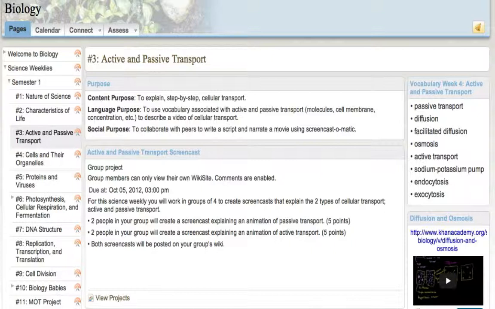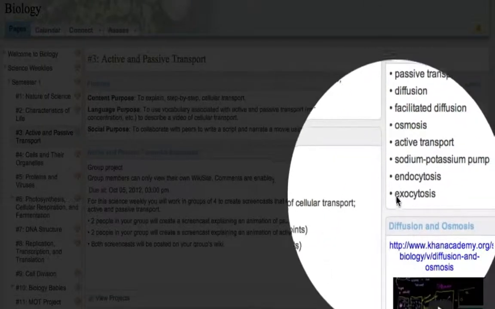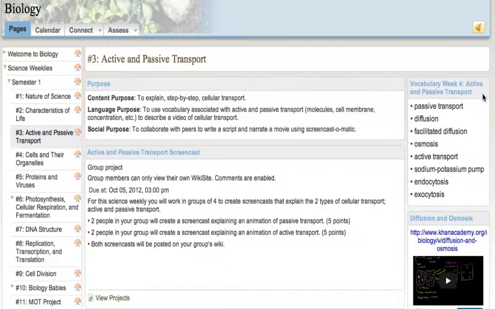In this lesson, students learned about two types of transport, both active and passive. And in face-to-face instruction, students spent time developing their vocabulary, and you can see on my Haiku page that I have a section dedicated to the vocabulary, so it's always listed there for students.